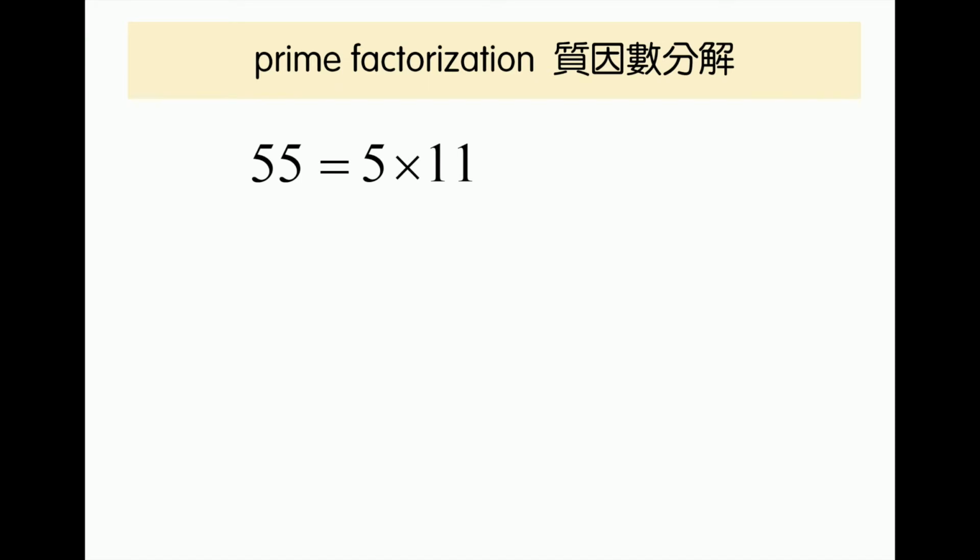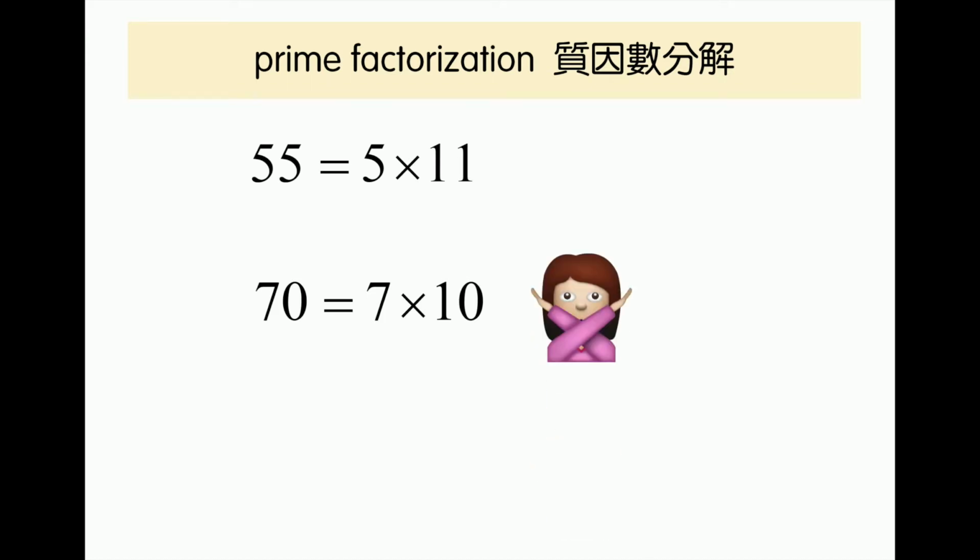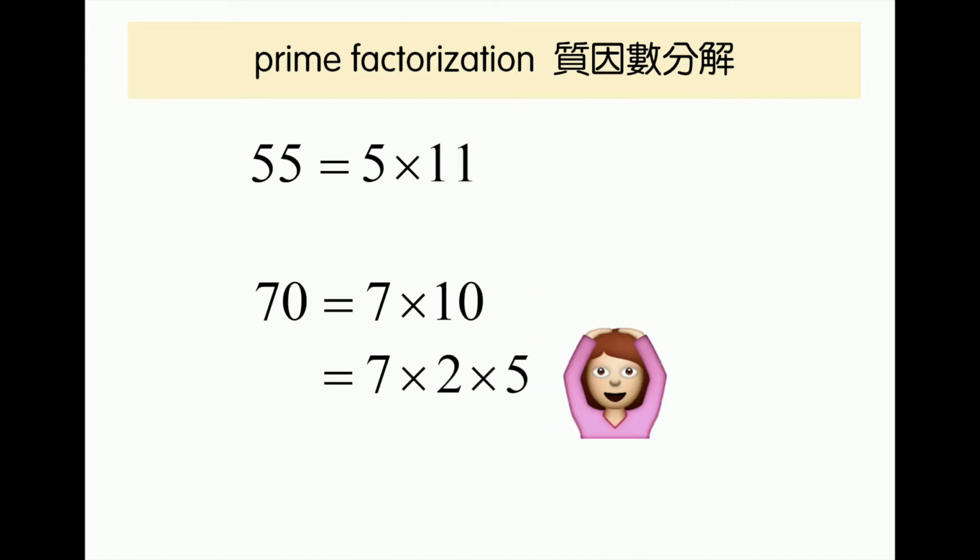Let's try another example. 70. We can split it into 7 times 10. However, this is not yet the full prime factorization, because 10 is not a prime number. It could still split into further factors. So we go for an extra step. We split 10 into 2 times 5. 70 equals 7 times 2 times 5. Now this is the complete prime factorization.